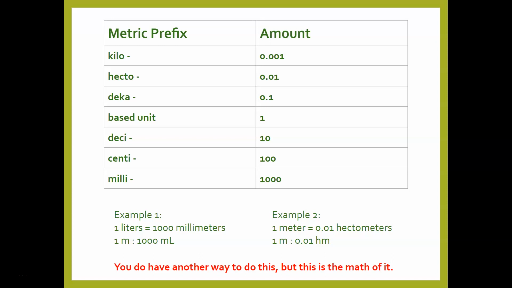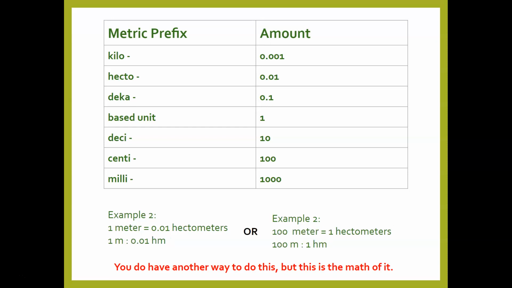So if we look at this, we can see that 1 liter is equal to 1,000 milliliters. I'm going to get to that other one in just a second. Another example that we can look at is a bigger example. So example 2 says 1 meter is equal to 0.01 hectometers.